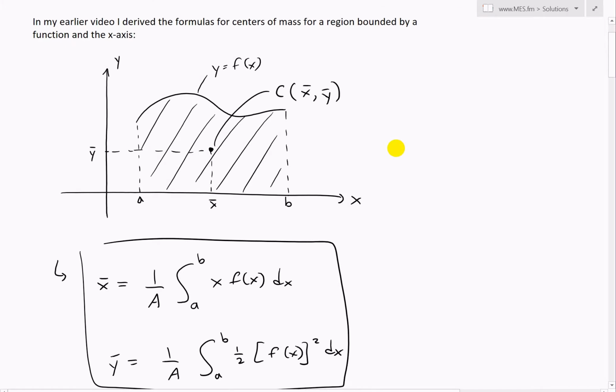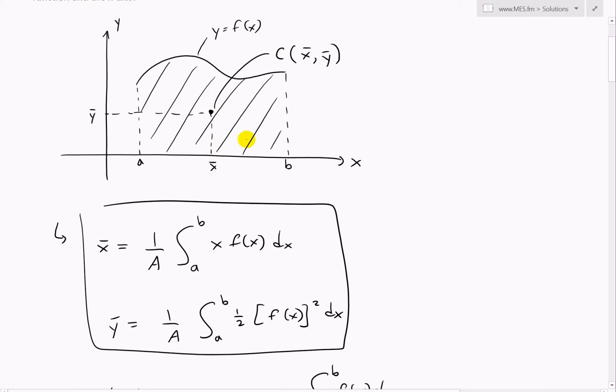So this is a recap of the earlier video. If we had a function like this, y equals f of x, and the region underneath, and we're trying to find the centroid or the center of mass, which looks something like this, where the coordinates are x-bar and y-bar like this. And again, the region is bounded by this x-axis and this curve above.